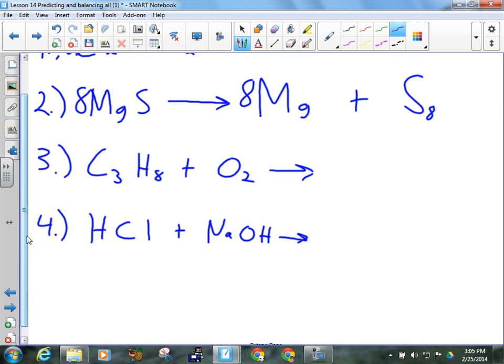Nope. Drew, or Dom? It's a combustion reaction. Anytime you have carbon, hydrogen, and oxygen all on the same side, it's a combustion reaction. So in this case, this stuff is propane, propane burning in the presence of oxygen.